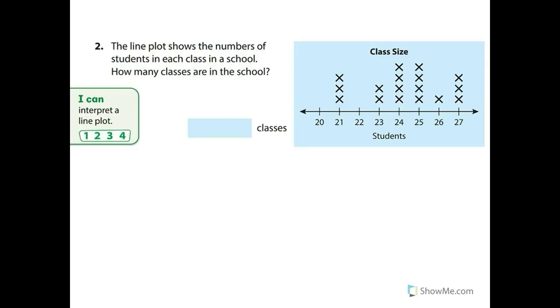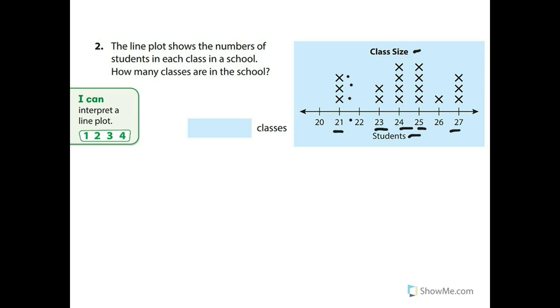Alright, let's go to number 2. So it says the line plot shows the number of students in each class in a school. How many classes are in the school? So let's look at it. So we get the class size here, students here, right? And so all of these represent the number of students in each of those classes. So in these 3 classes, in each of them there's 21 students. And it wants to know how many classes are in the school.